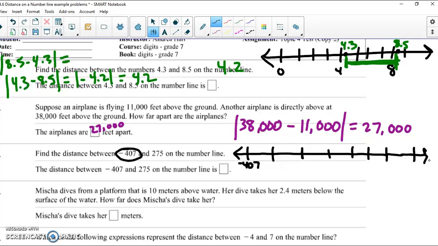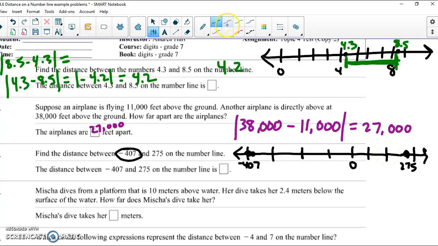So I'm going to extend this a bit for us. Okay, so if this is negative 407, then let's say that 275 would be maybe right around here. So think about this. Negative 407 is 407 units from 0, and 275 is 275 units from 0. So I'm taking these two values and I'm combining them if I want to know the distance between them.